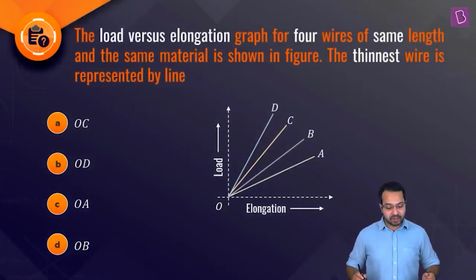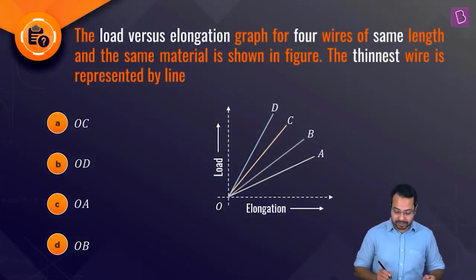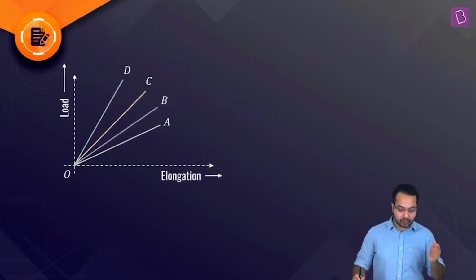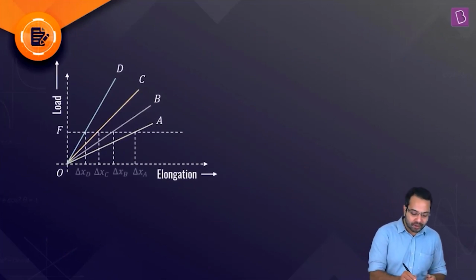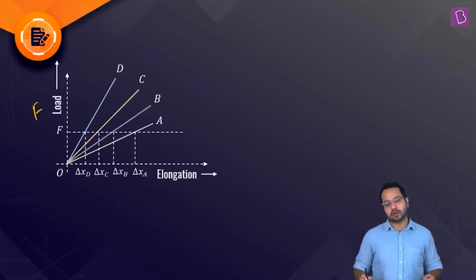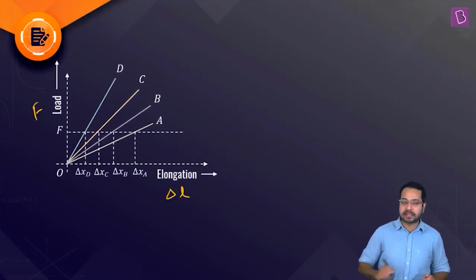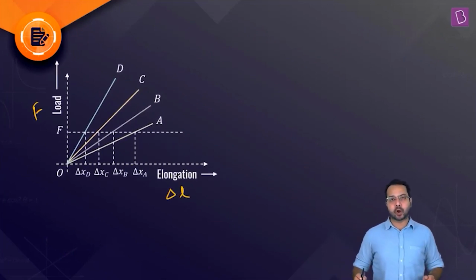The question is, the load versus elongation graph for 4 wires of the same length and the same material is shown in the figure. The thinnest wire is represented by, okay, so we have a graph of load versus elongation. So load is basically the force which is being applied on the wire, and elongation, let's call it delta L, is the elongation of the wire.